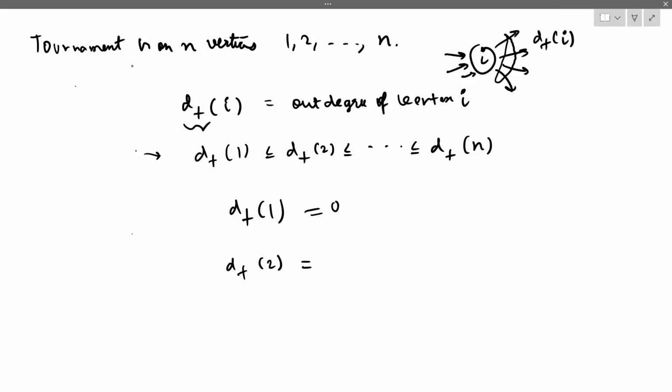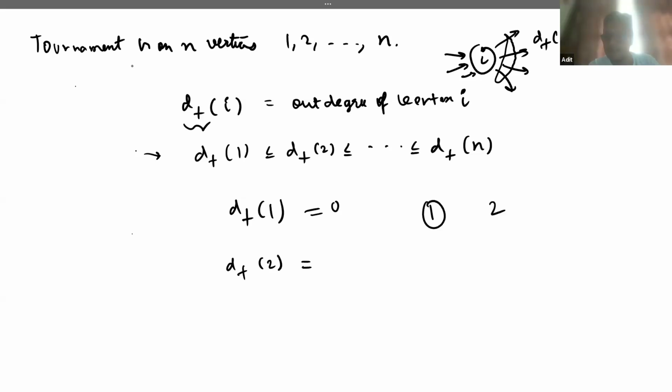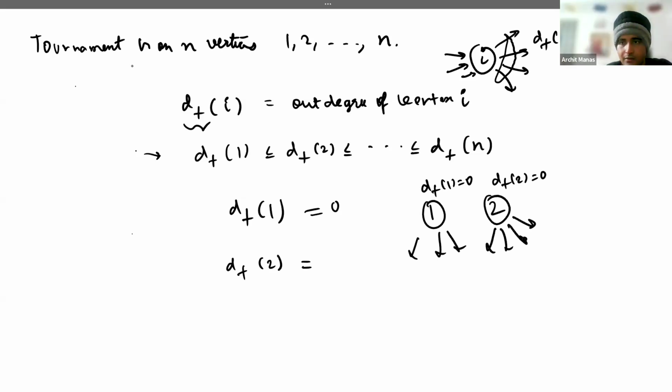Can that be 0? No, it has to be at least 1. Why can't it be 0? Because if it is 0, then d plus of 1 also has to be 0, which means that all of the edges have to be inwards to 1, which means that there will be an edge from 2 to 1, and that will count in the out degree of 2. Yes, exactly.